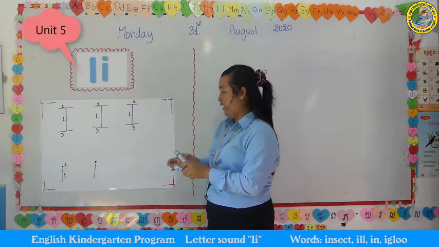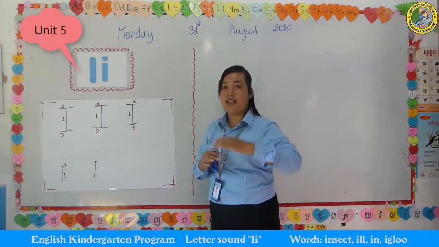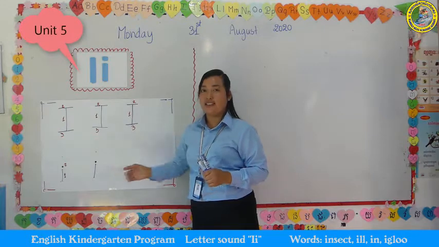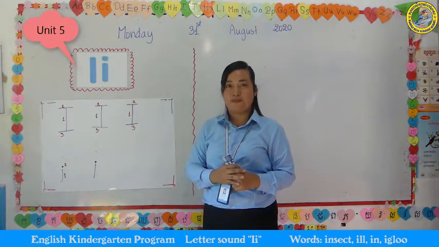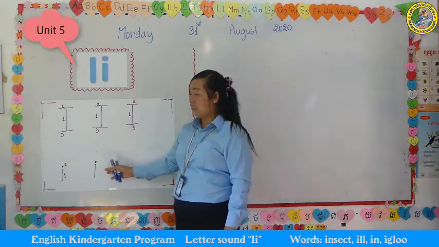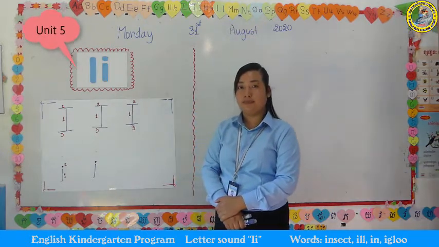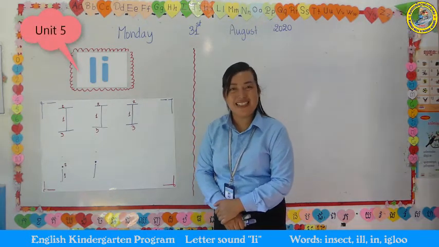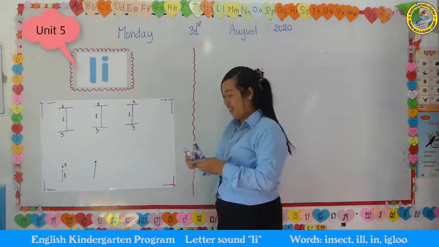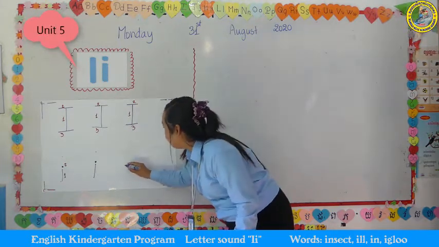Okay, very good. Now everyone, please try it by yourself. You write a small letter I. Okay, now we try it. Okay, are you ready? Yes, teacher. You're very good. Now please check it with the teacher. Okay, everyone, please check it with the teacher.